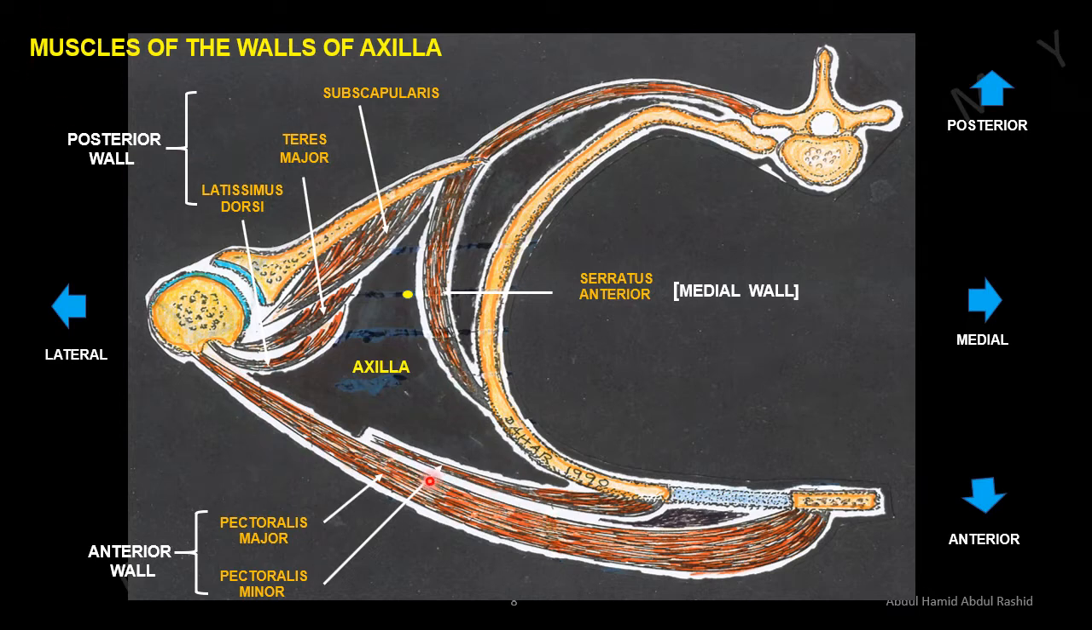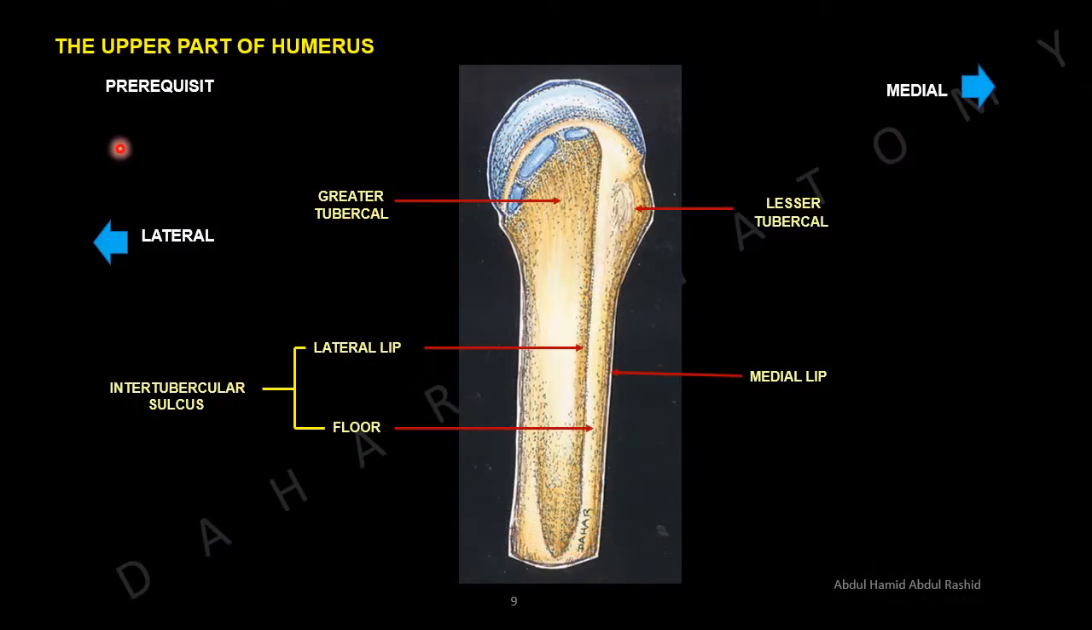Laterally, the anterior wall and posterior wall muscles converge laterally. The upper end of the humerus. Let's see the parts of the upper end of the humerus. This is the head of the humerus. This is the anatomical neck of the humerus.